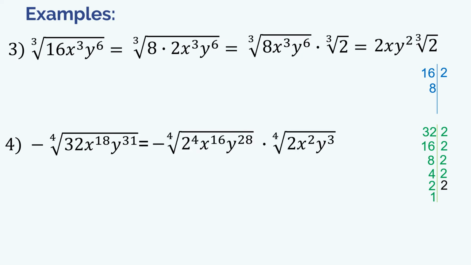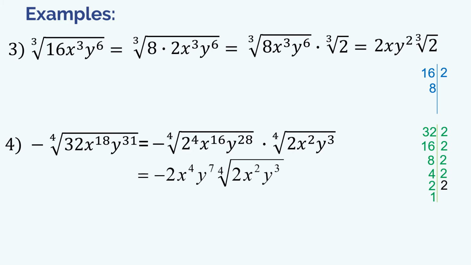So this expression, guys, becomes equal to... Notice that here the idea is to put together under a radical symbol all those that are divisible by 4, times the 4th root of all those that are not divisible by 4. So this becomes equal to the negative 4th root of 2 to the 4th power x to the 16 times y to the 28, times the 4th root of 2x squared y cubed. And this will be equal to negative.